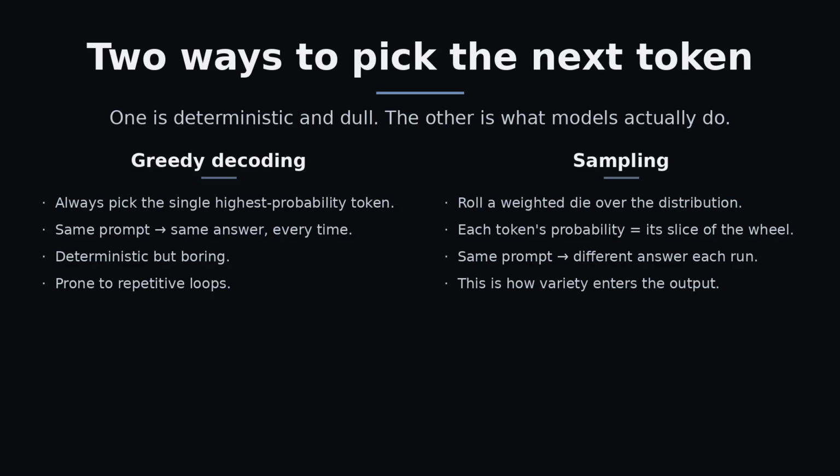The way models actually generate is to sample. Roll a weighted die where each token's probability is its slice of the wheel. "Paris" wins 70% of the time, "Lyon" 5%, and so on. Most of the time you get "Paris," but sometimes you get something else, and that's how variety enters the output. This is the core source of randomness in language models. It's not a bug, it's the design.